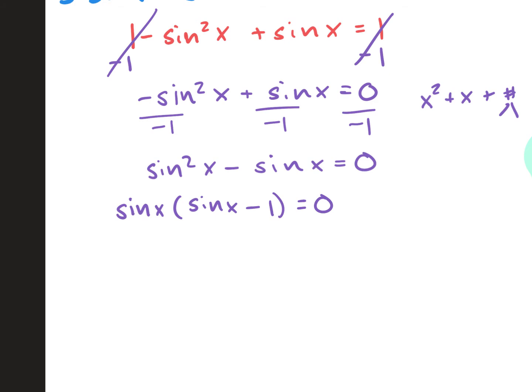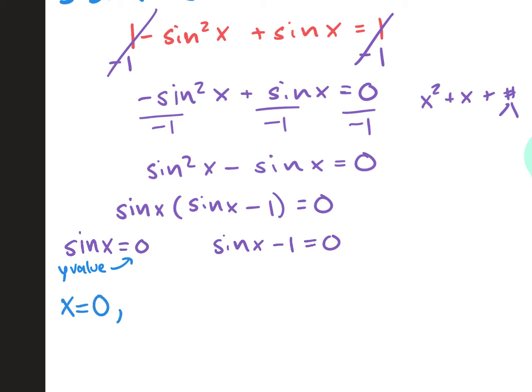And then from here, I can just set both of these equal to 0. So sine of x equals 0, and sine x minus 1 equals 0. So the first one's already solved. Sine tells me I have to look for the y value on my unit circle. So I have to see where my y value is 0. So that'll be at 0 and pi.